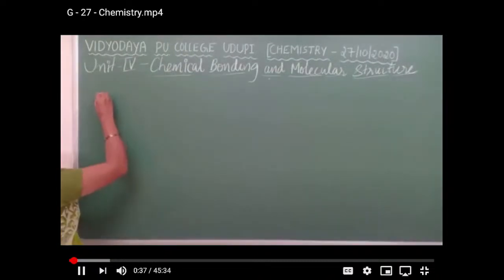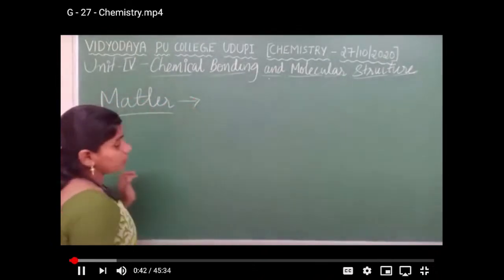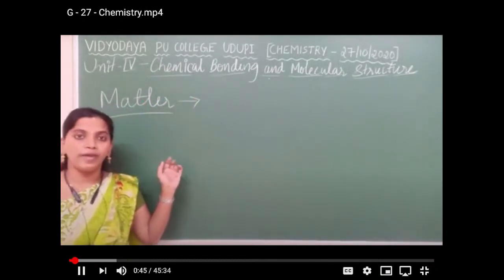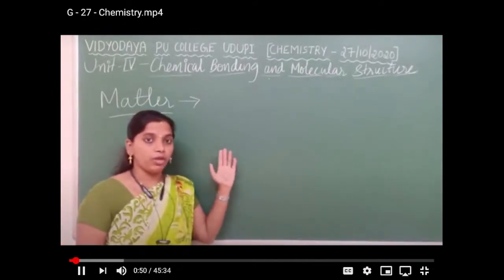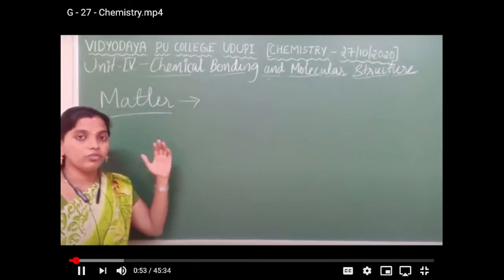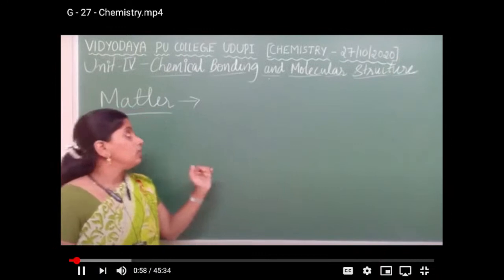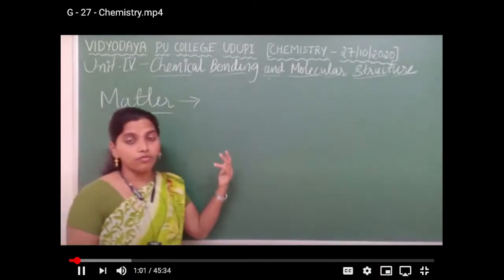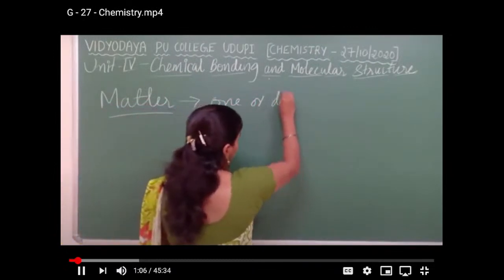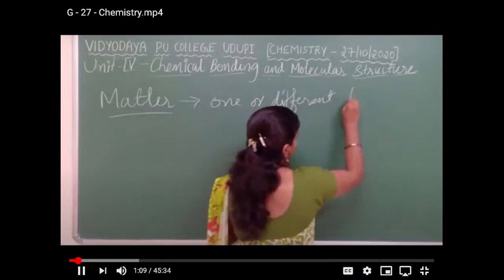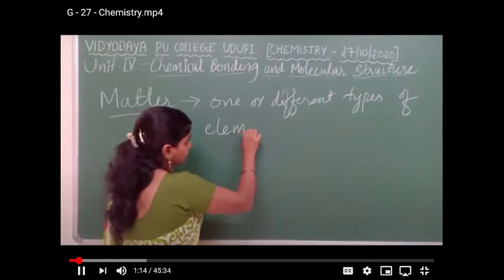So you have studied matter. Matter is anything which has mass and occupies space. In the matter classification, there are pure substances and mixtures. In the pure substances, there are elements and compounds. So this matter is made up of one or different types of elements.